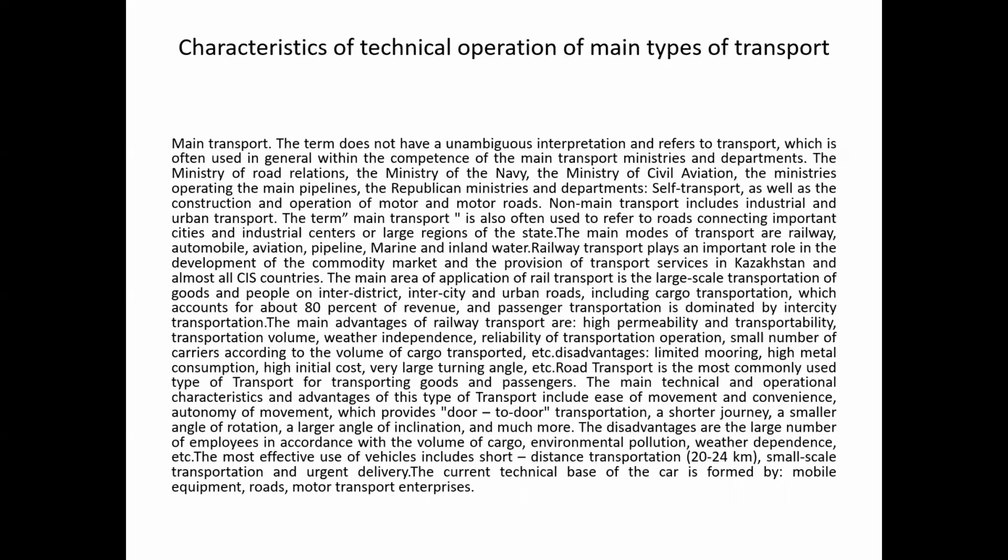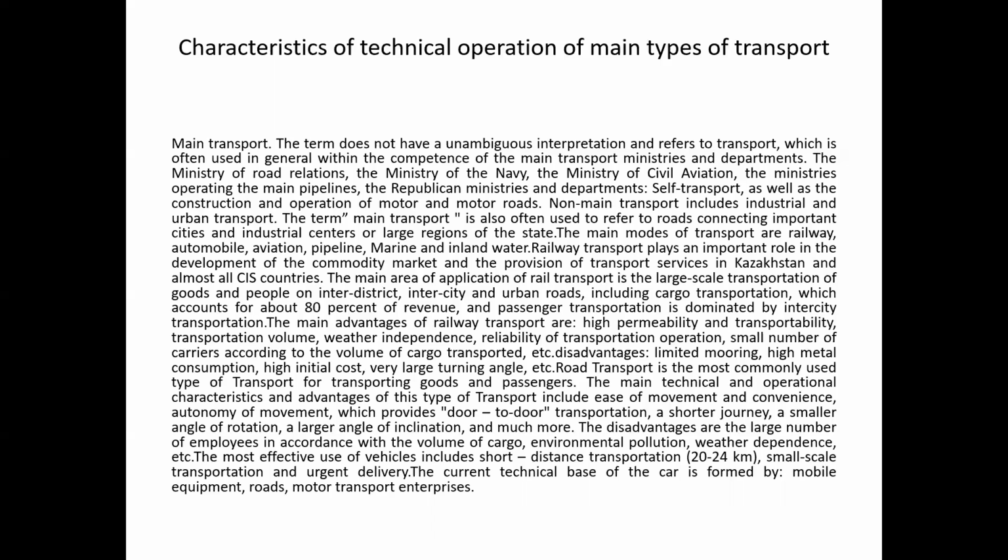Road transport is the most commonly used type of transport for transporting goods and passengers. The main technical and operational characteristics and advantages of this type of transport include ease of movement and convenience, autonomy of movement, which provides door-to-door transportation, a shorter journey, smaller turning angle, a larger angle of inclination, and much more. The disadvantages are a large number of employees in accordance with the volume of cargo, environmental pollution, weather dependence, and so on. The most effective use of vehicles includes short distance transportation, 20-24 kilometers, small scale transportation, urgent delivery.